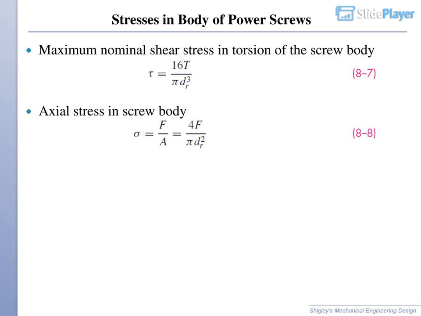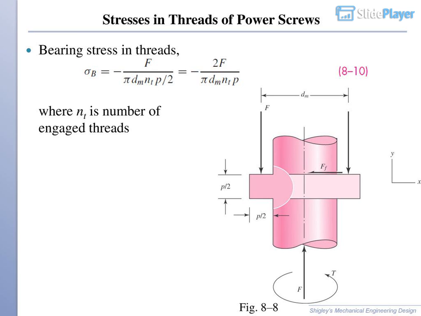Stresses in body of power screws. Maximum nominal shear stress in torsion of the screw body. Axial stress in screw body. Stresses in threads of power screws. Bearing stress in threads, where n_t is the number of engaged threads. Figure 8.8.